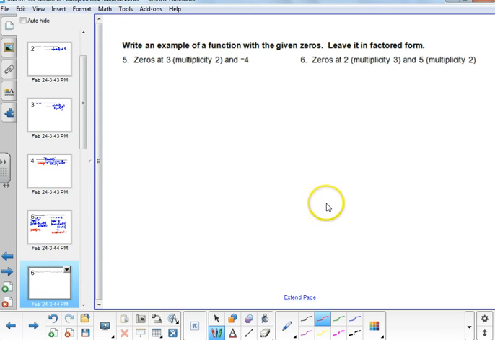Write an example of a function with these given zeros and leave it in factored form. I'm actually going to take that a step up because of the homework I'm going to have you do. I don't want you to leave it in factored form. I want you to write it in standard form because you guys are college algebra and we can do it. So zeros at 3 with multiplicity 2 and also a 0 at -4.